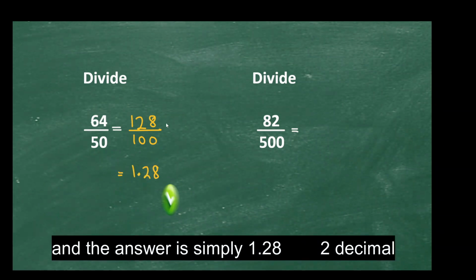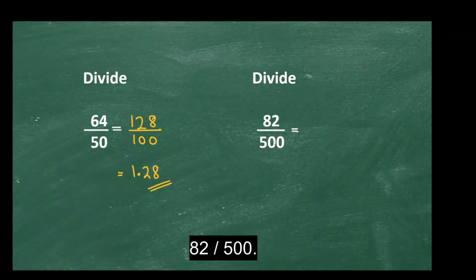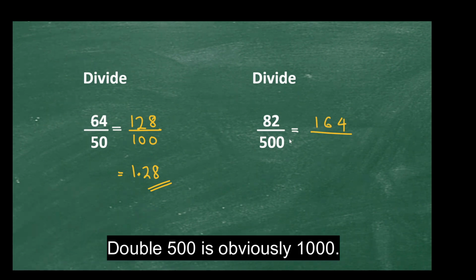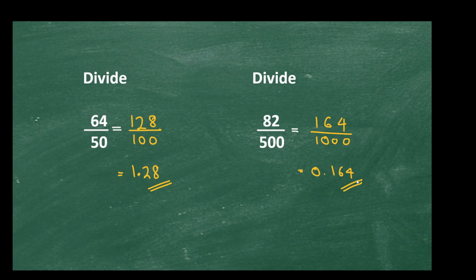2 decimal places to the left. That's the answer. 82 divided by 500. Just double them. Double 80 is 160. Double 2 is 4. That's 164. Double 500 is obviously 1000. So what's the answer? 0.164. Just like that in seconds.